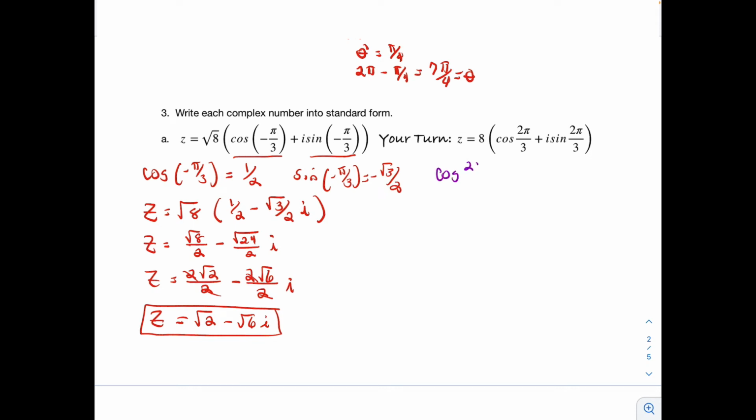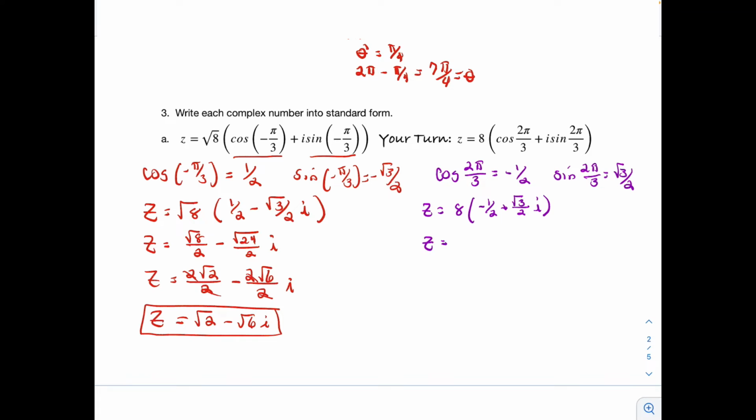Okay, to convert this polar form into standard form, first thing I need to do is evaluate cosine of 2 pi over 3, which is negative 1/2, and sine of 2 pi over 3, which is square root of 3 over 2. Then I replace cosine of 2 pi over 3 with negative 1/2, and the sine of 2 pi over 3 with square root of 3 over 2.